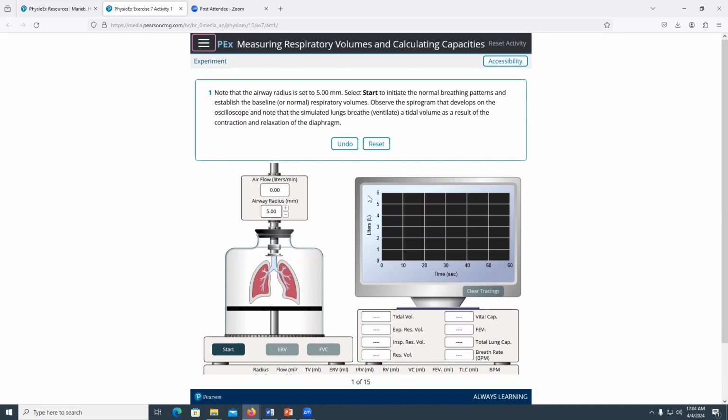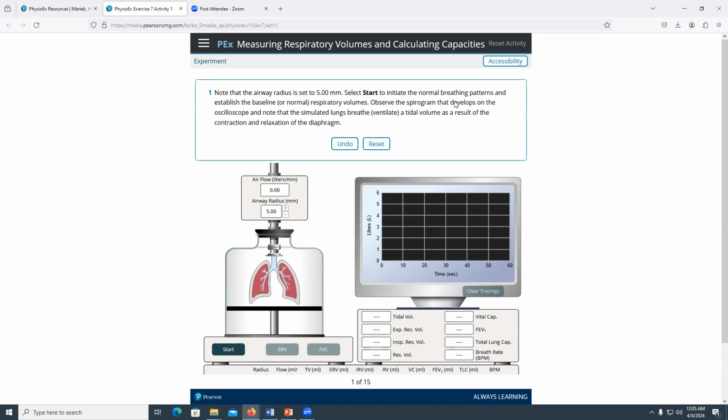So we know that the flow of fluids is directly proportional to the radius to the power of 4, whether we're dealing with liquid fluid like blood flowing into the blood vessels, or we could also be dealing with air fluid moving into these airways that are not blood vessels. They are airways. Note that the airway radius is set to 5, but we can change that up and down. So select the start to initiate the normal breathing pattern and establish a baseline or control of normal respiratory volumes and capacities.